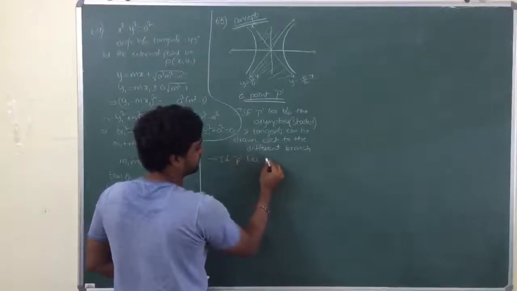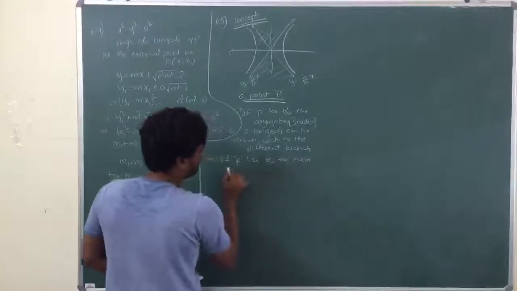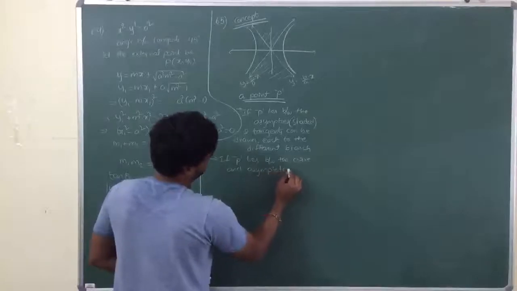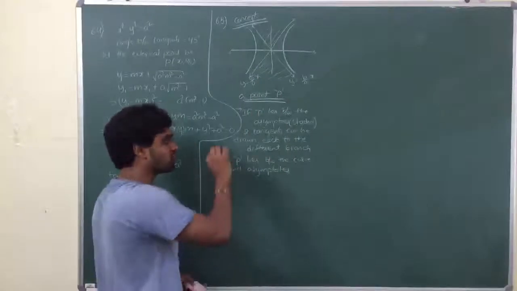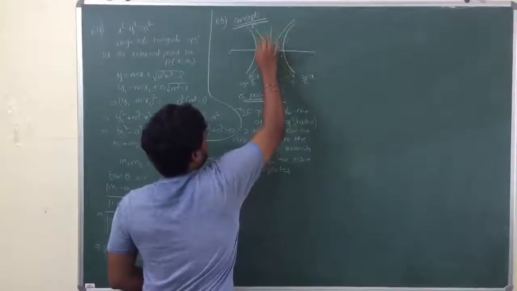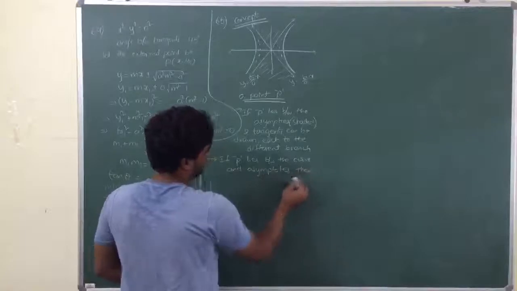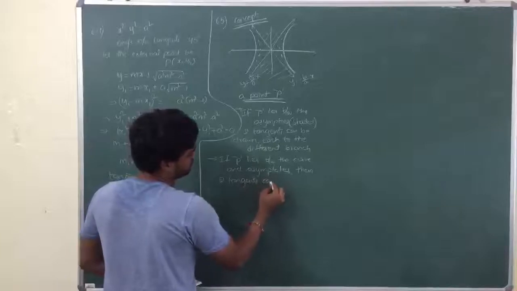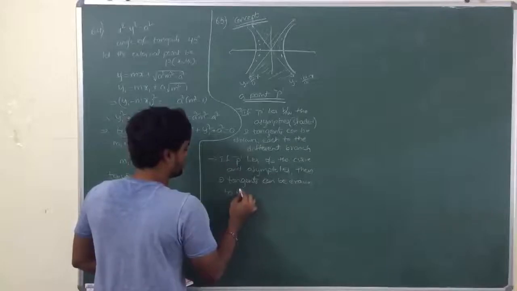Now, if P lies between the curve and the asymptotes, see, this is the region. If P lies between the curve and the asymptotes, which means this one, that is the region. Then two tangents can be drawn to the same branch.